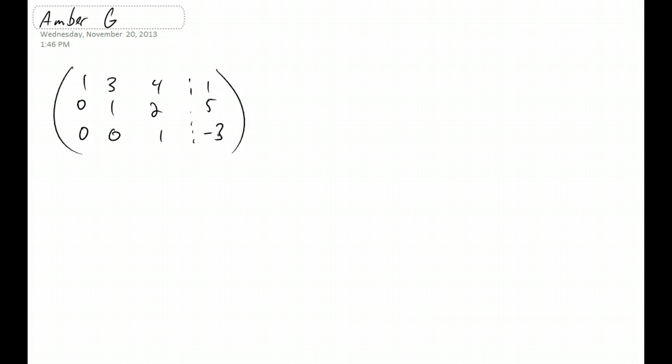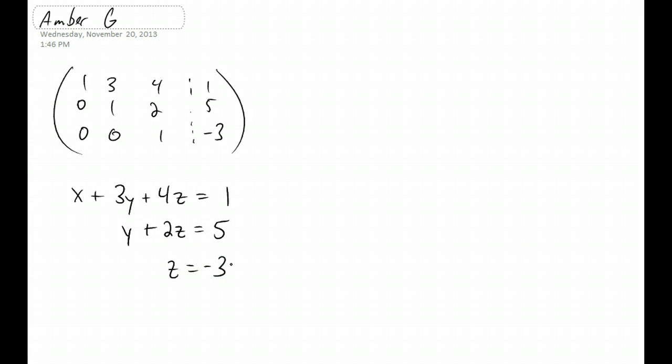This is actually fantastic. You pretty much have all the work finished at this point. All you have to do is rewrite what these equations mean. And what these equations mean are the following. x plus 3y plus 4z equals 1. That's the first row. The second row tells you that y plus 2z equals 5. And the third row tells you that z equals -3.